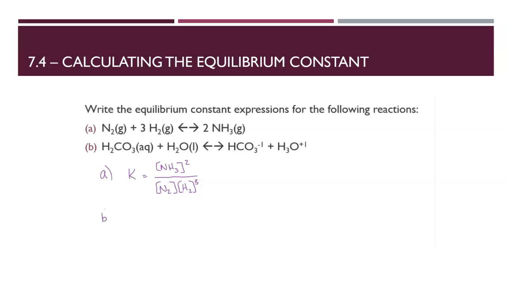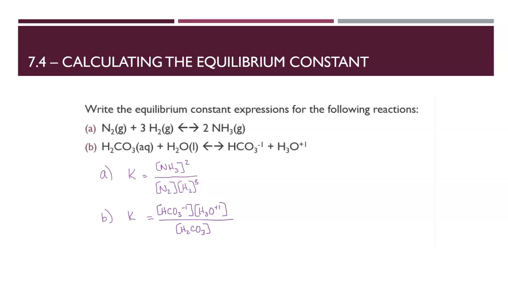Okay, and then for our second one, we're going to do the same thing. So we'll do our products: the concentration of HCO3 minus, no coefficient, times H3O plus, also no coefficient on that one, so we have no superscripts, divided by the concentration of H2CO3, no coefficient, so no superscript on that one either.